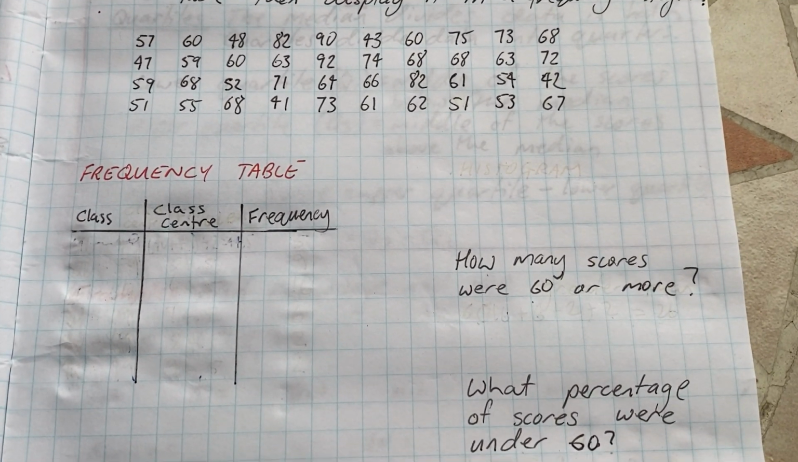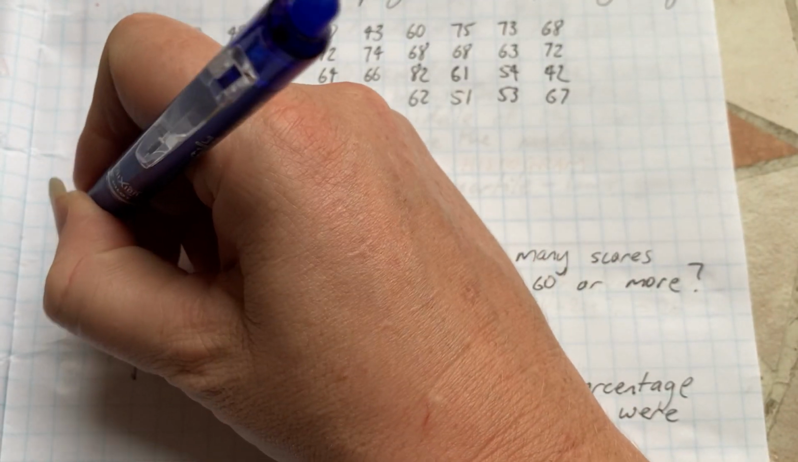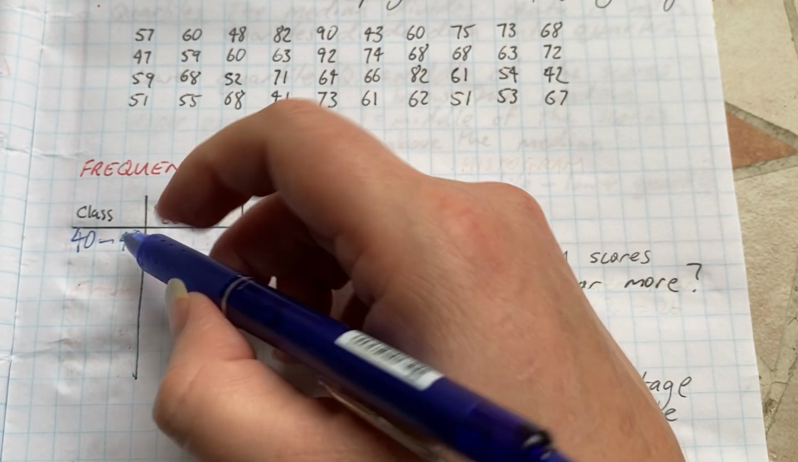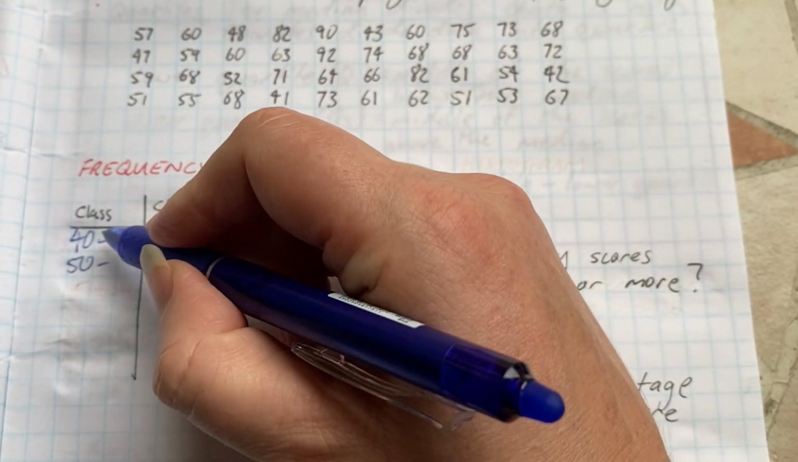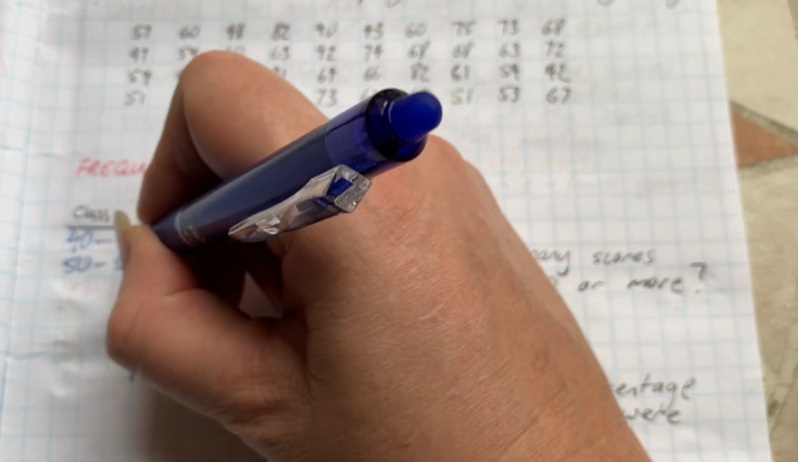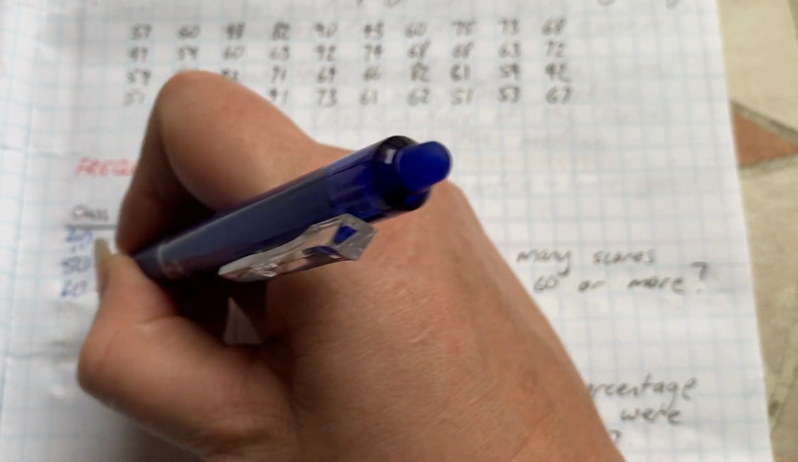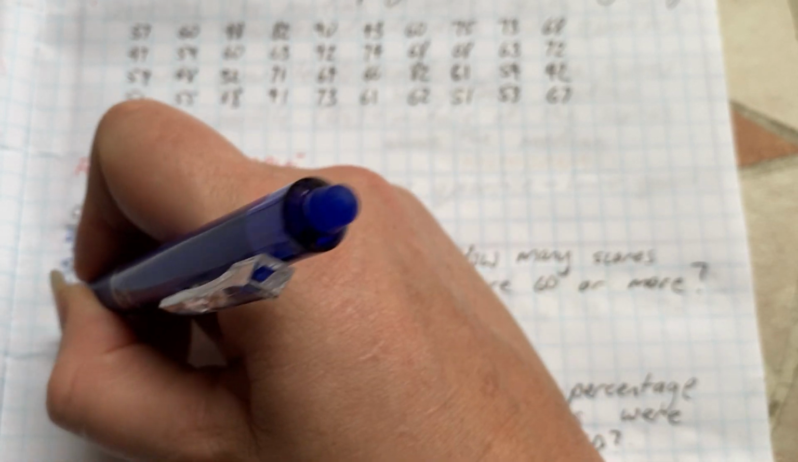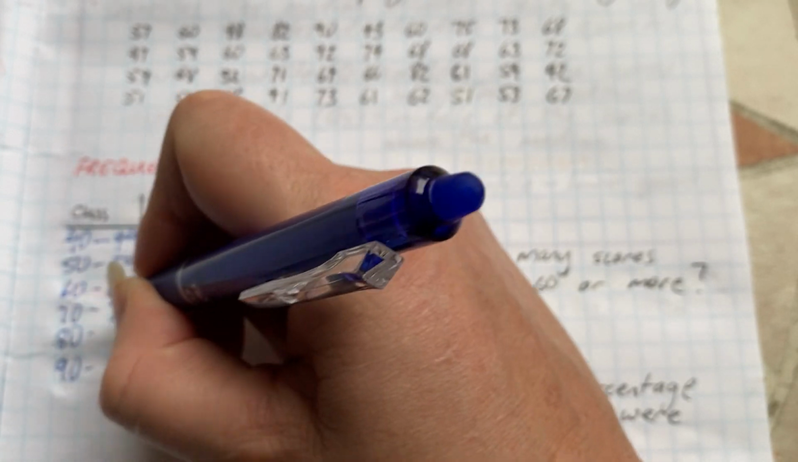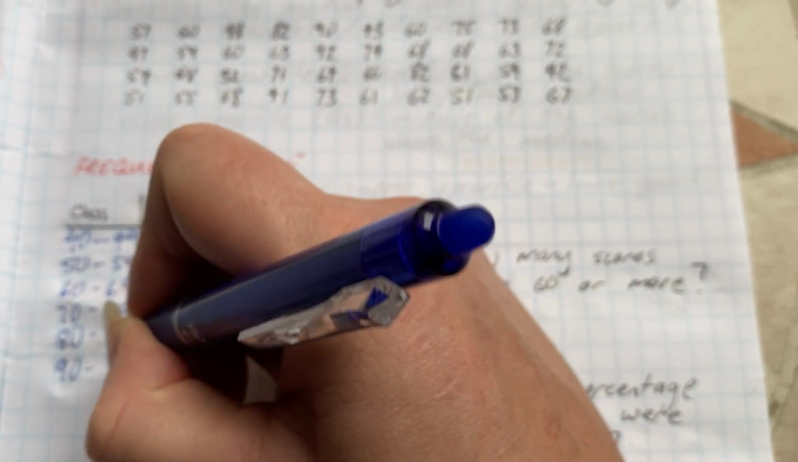So I'm going to group the numbers that are in the 40s, 40 to 49, so any numbers in the 40s. If I wanted to, I could split that into two and do 40 to 44 and 45 to 49. So 50 to 59. Now it's really important with these groups that every group is exactly the same size. They all need to be the same size.